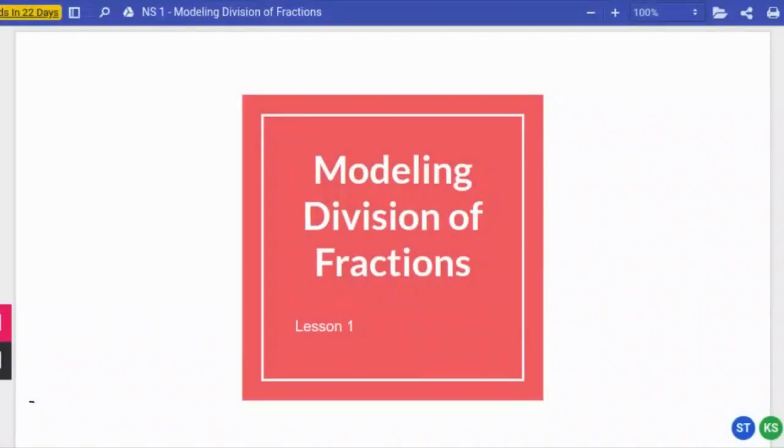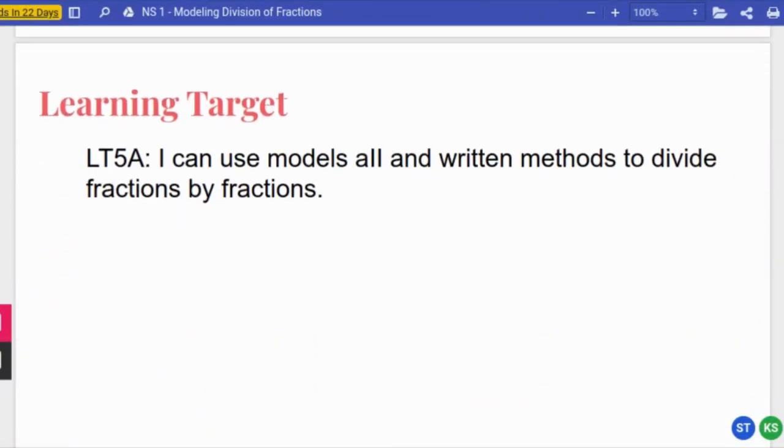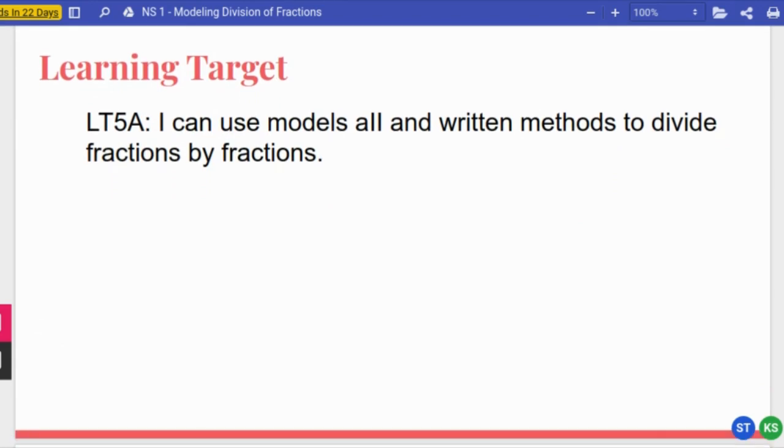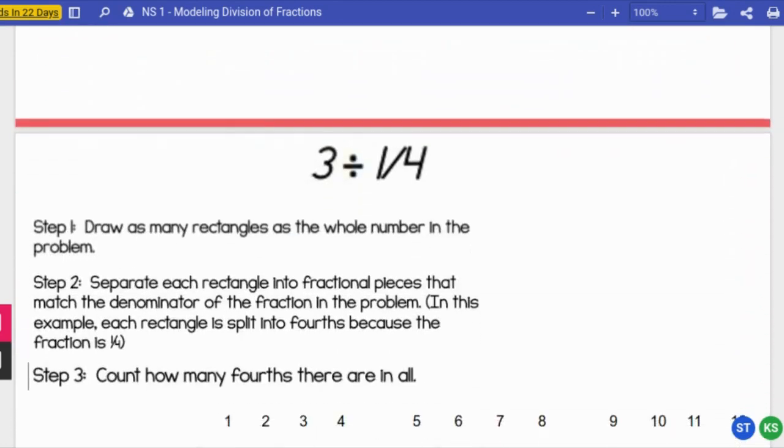Welcome to our lesson on modeling division of fractions. We're going to have some fun drawing some shapes today and modeling exactly what dividing fractions means. Our goal today, our learning target, is to be able to use models and written methods to divide fractions by fractions.